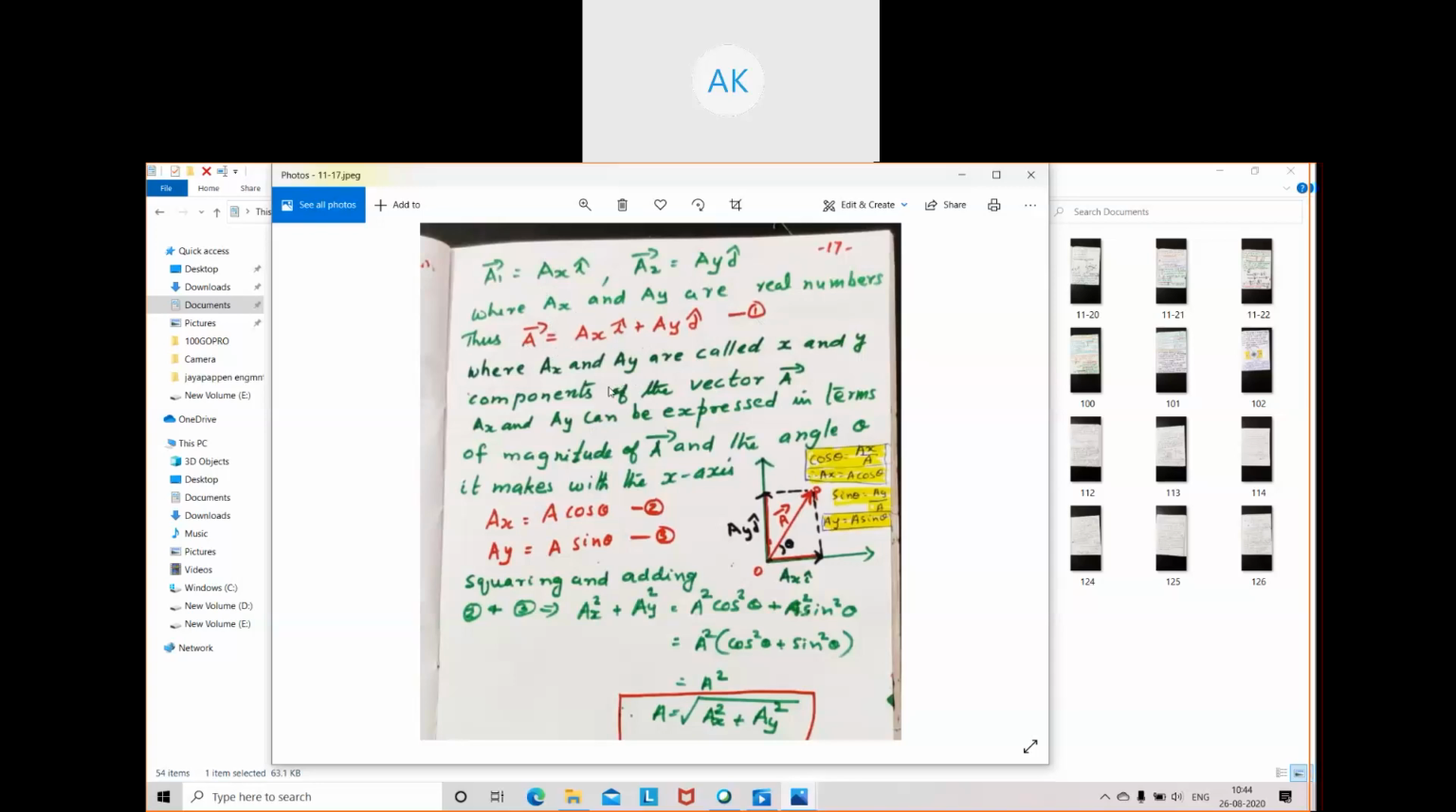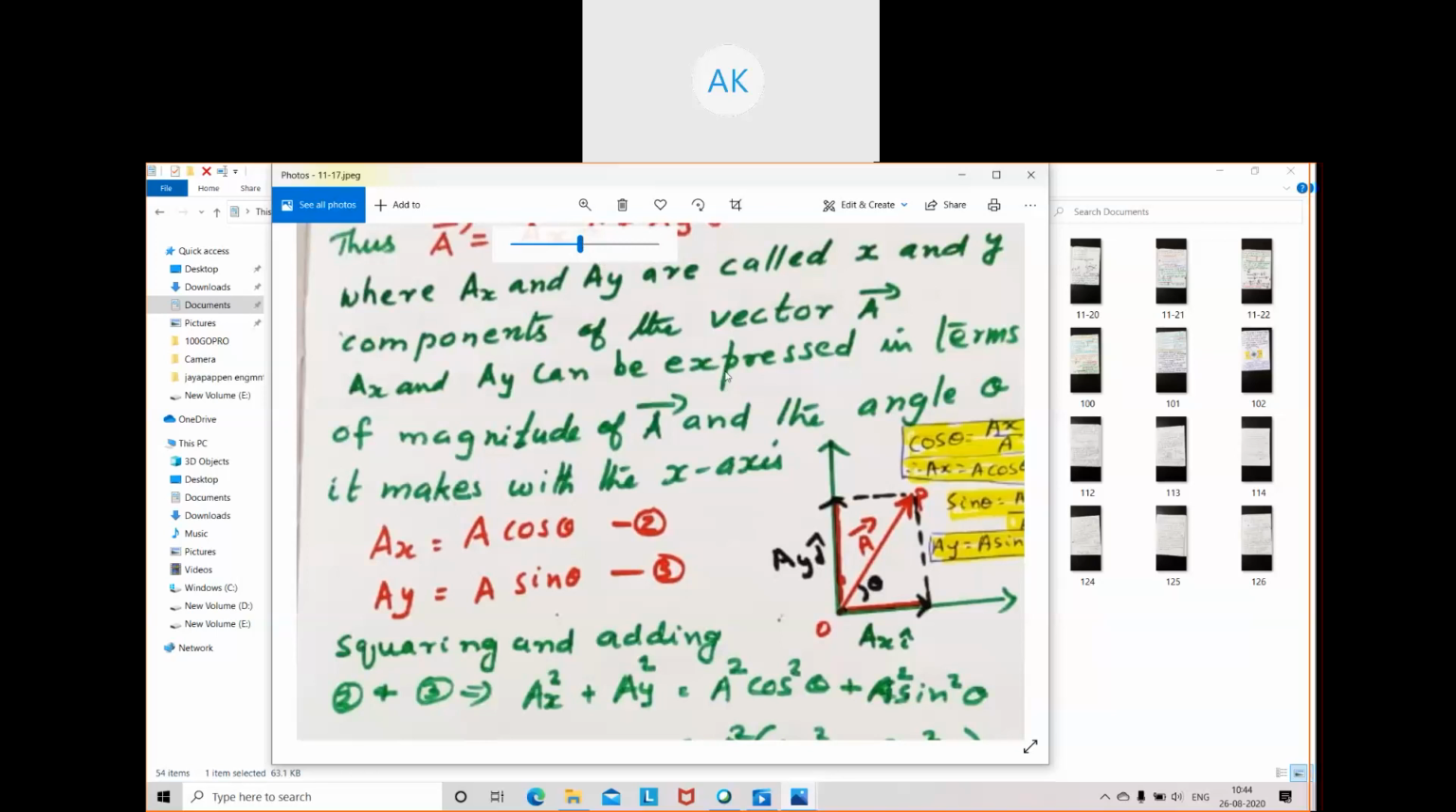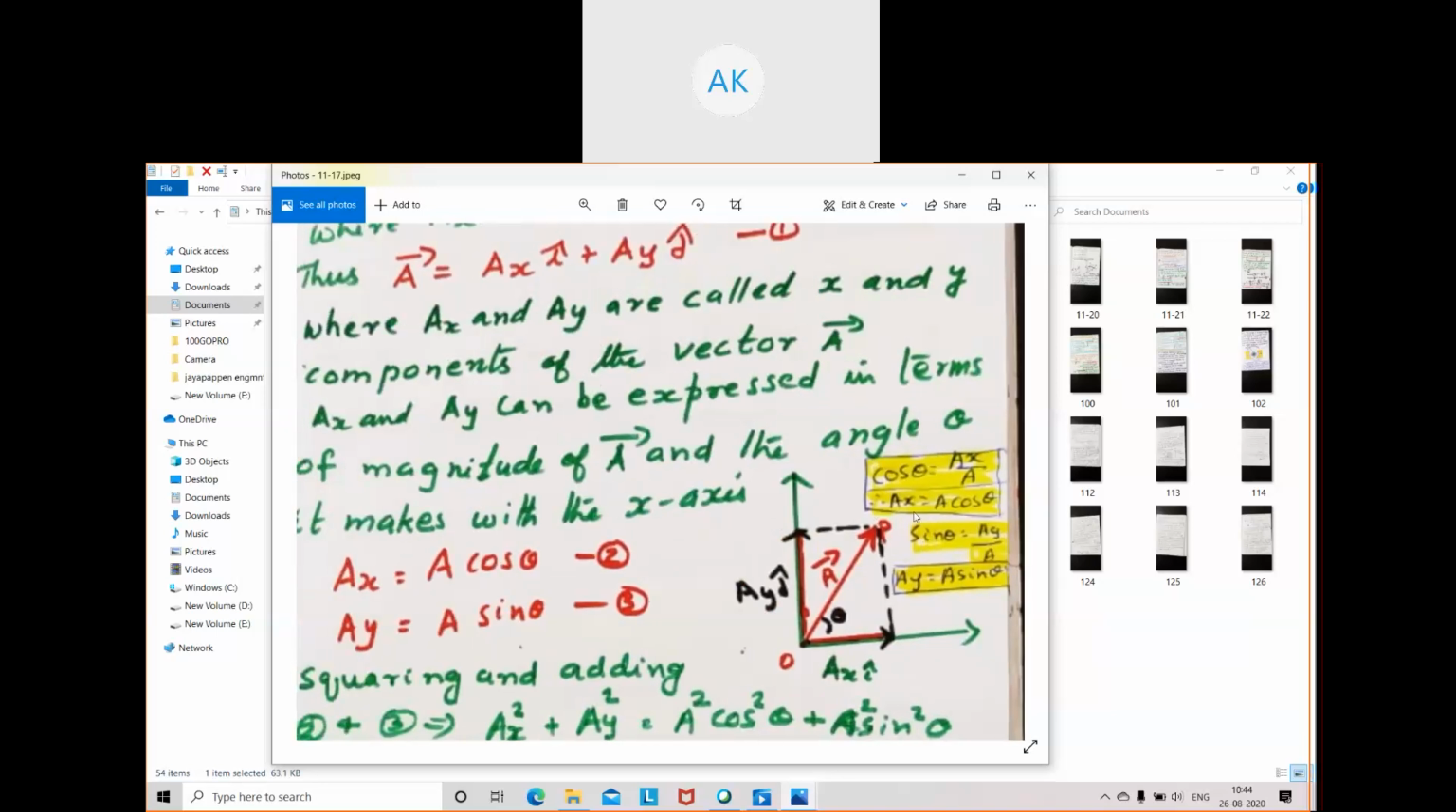Now some more steps are there. What is Ax? What is Ay? You have to find out how to find the magnitude, in terms of theta. In terms of the magnitude of vector A, we can express Ax and Ay. For that, we find cos theta and sin theta. Take this triangle OPQ, and write Q here.